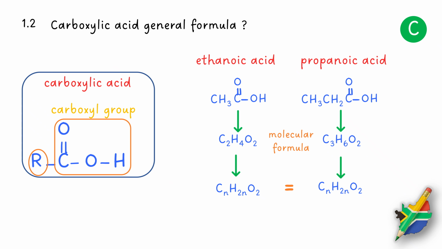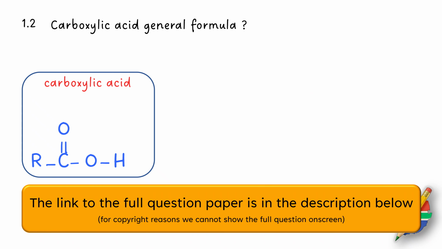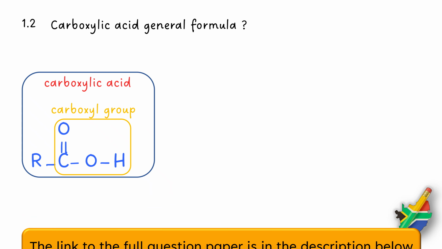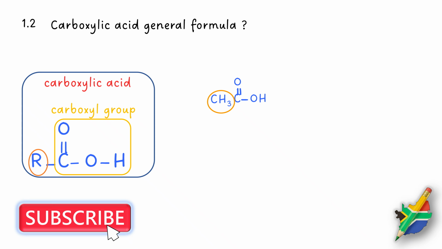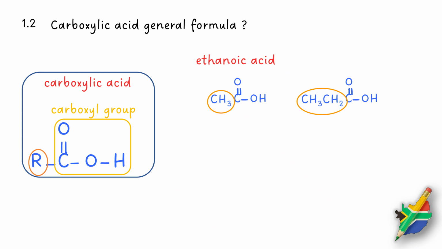Question 1.2. We are asked to select the general formula of carboxylic acids. A carboxylic acid has a carboxyl functional group, and the carbon of the carboxyl group is bonded to an R group. If the R group is a methyl group, for example, we now have two carbons in the chain, and so this carboxylic acid is called ethanoic acid, which we find in vinegar. If the R group is an ethyl group, then there are three carbons in the carboxylic acid, and so it is called propanoic acid.